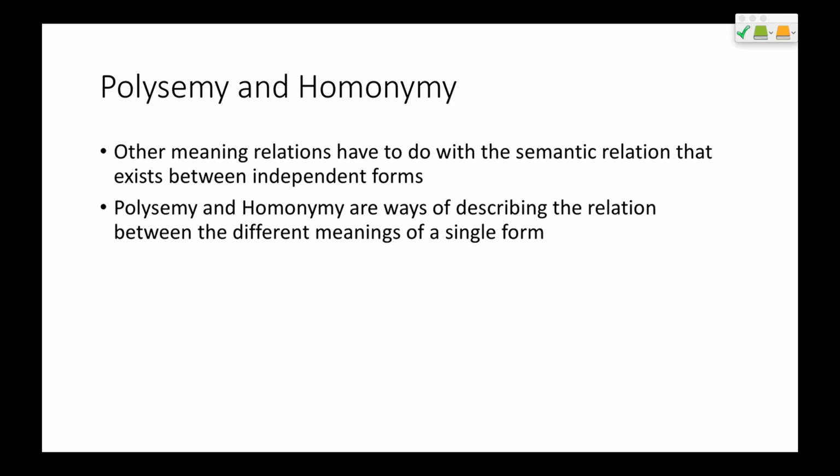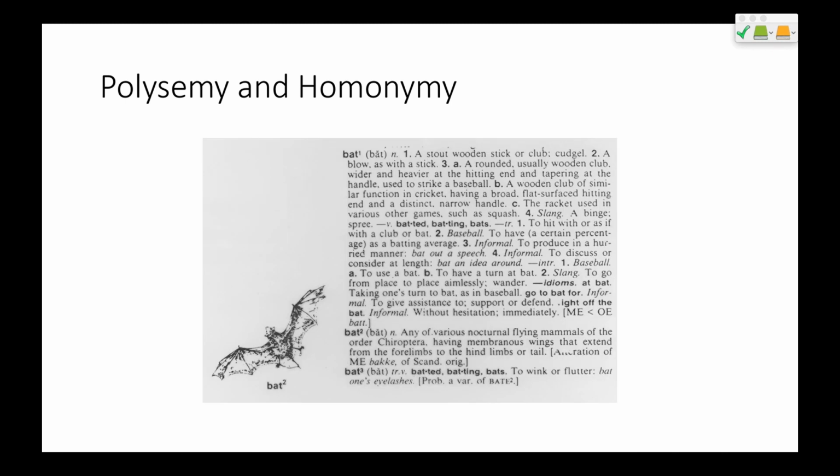There are other words like polysemy and homonymy. Other meaning relations have to do with the semantic relationship. Polysemy and homonymy describe the relationship between the different meanings of a single form. And again, we're not talking about spelling necessarily. We're talking about the pronunciation. Let's look at bat, for instance.